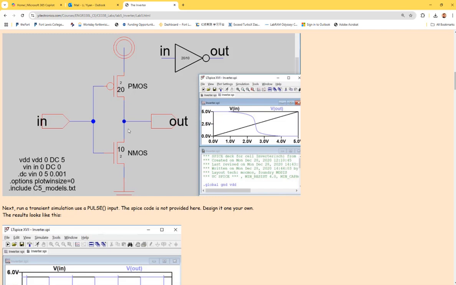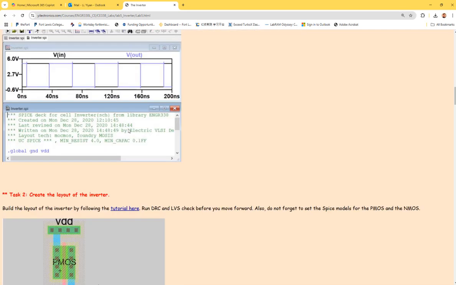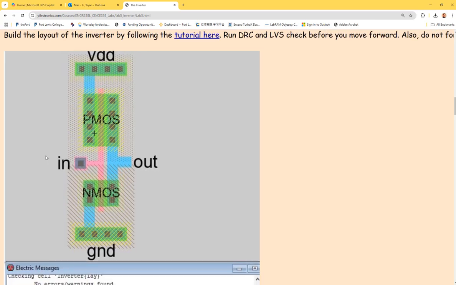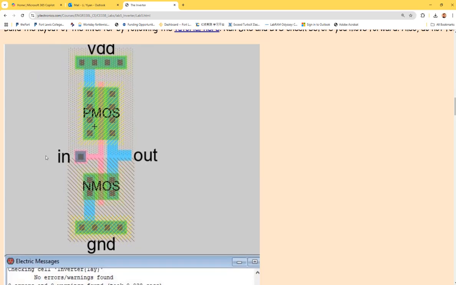Another thing is for the layout, now we are getting CMOS circuits instead of just the transistors. So which means we have both wells being put into the same layout view. In that case, make sure that there's no overlap between the N well and the P well. There should be a gap in between.